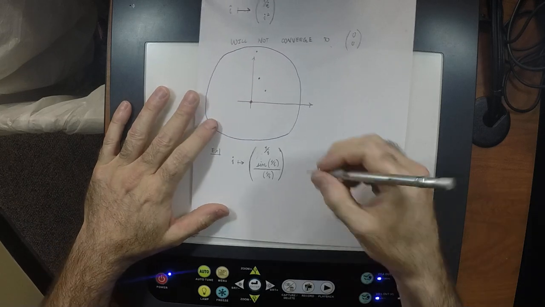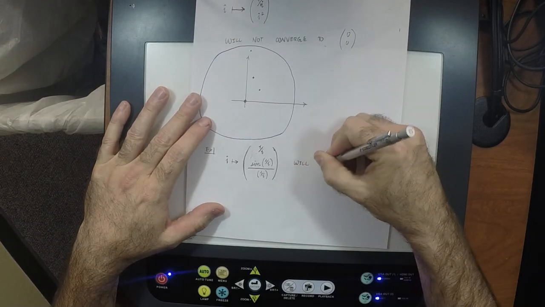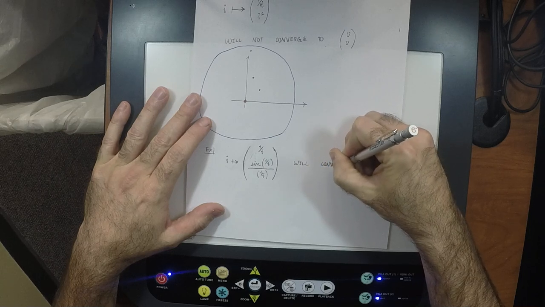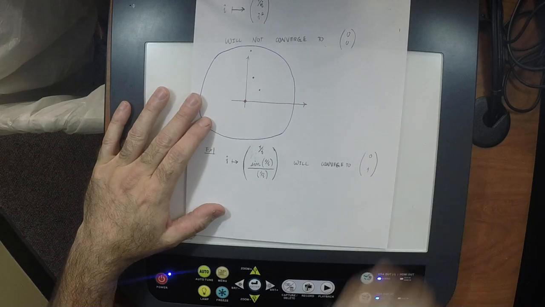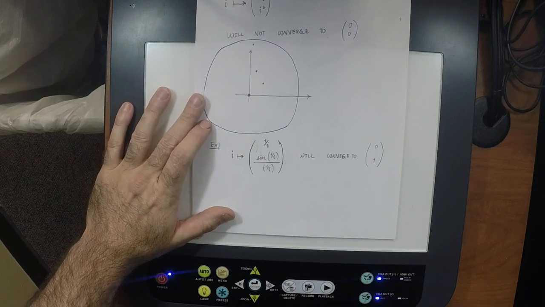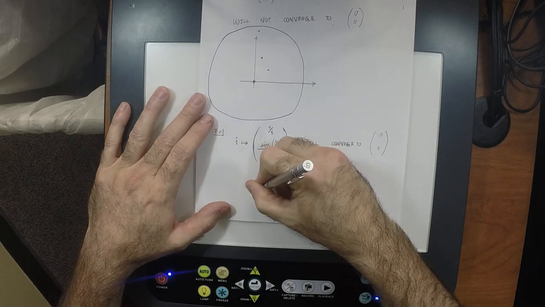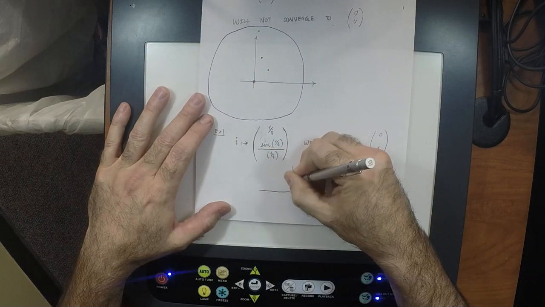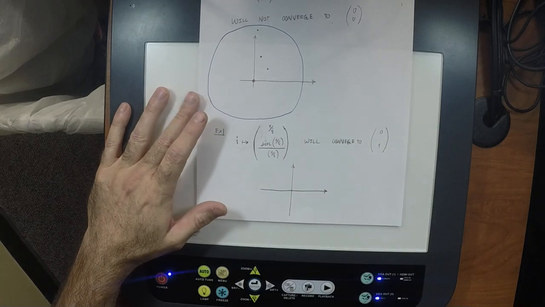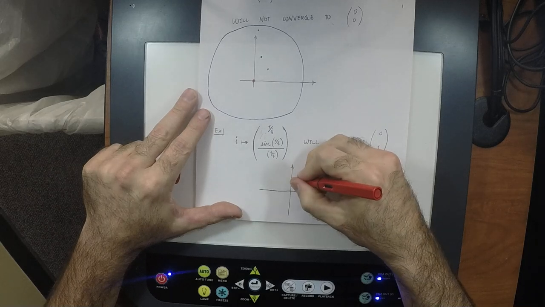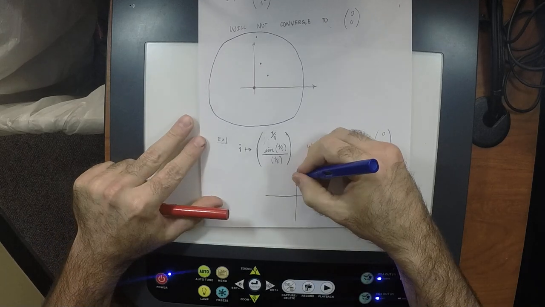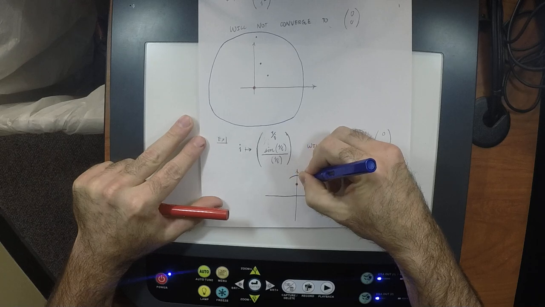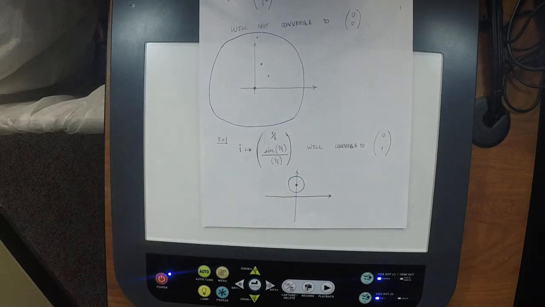So this is going to converge to the point 0, 1. This will converge to the point 0, 1 because, conceptually anyway, 0, 1 is right there. And you can select a ball of any radius that you like. And here I did it again. I drew the point first, and now I'm drawing the circle. Okay, so 0, 1.